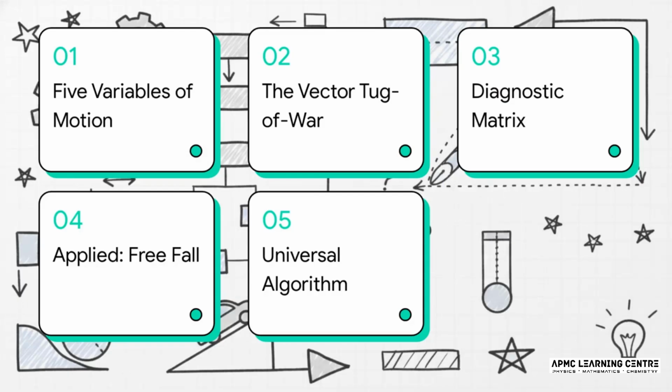And here's our roadmap. We'll start with the 5 essential variables, the building blocks. Then we'll see how they fight it out in a vector tug-of-war. After that, I'll introduce you to a diagnostic matrix that tells you the right tool for the job. We'll test it all out on a free-fall problem, and finally, we'll assemble the complete universal algorithm.